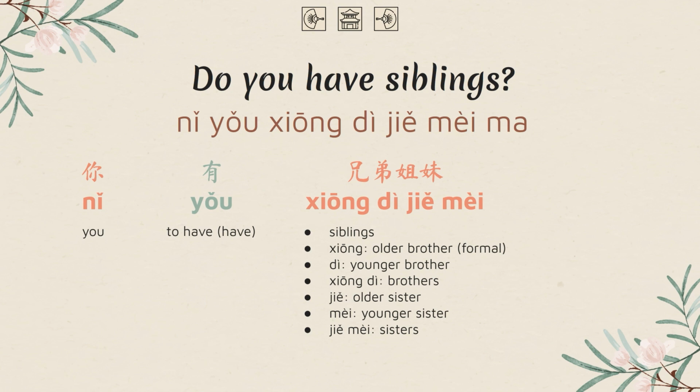That's because it's literally listing the 4 types of siblings. So 兄 means older brother, and it's a formal term for older brother. We'll learn the casual term in a minute. And then 弟 means younger brother. 兄弟 together means brothers. 姐 means older sister. 妹 means younger sister. So together, 姐妹 means sisters. So 兄弟姐妹 all together is literally older brother, younger brother, older sister, younger sister. So it means siblings. And then we need to put a ma at the end to turn it into a yes or no question. 你有兄弟姐妹吗?